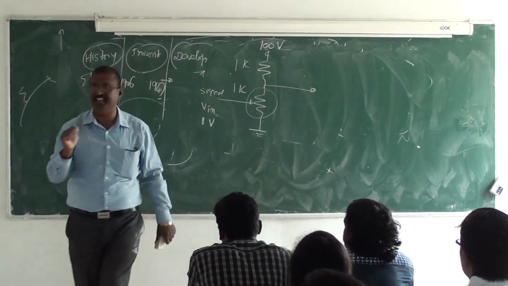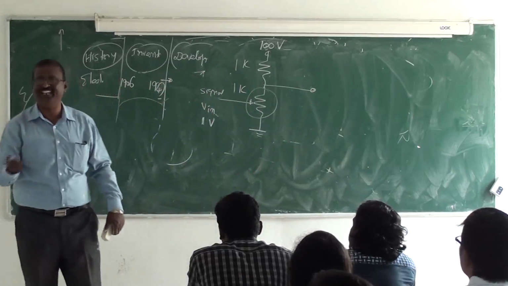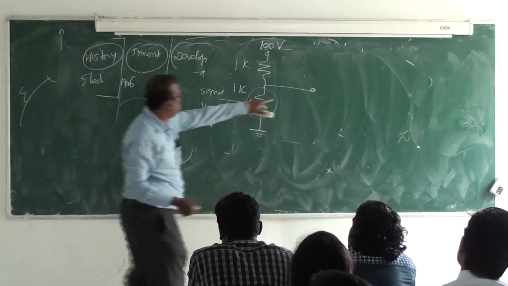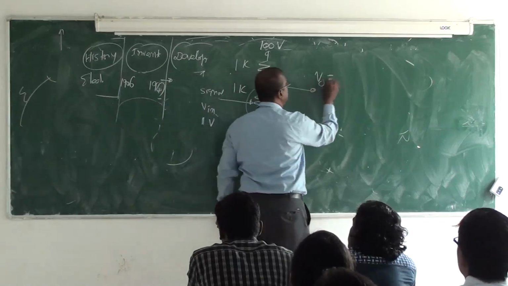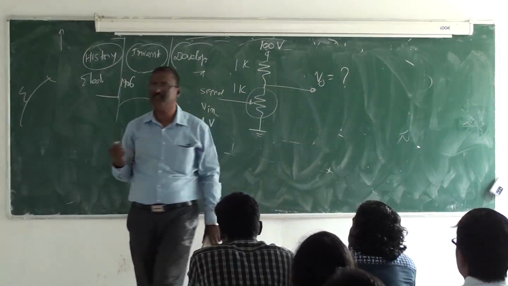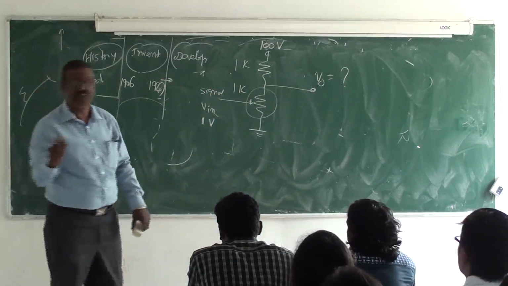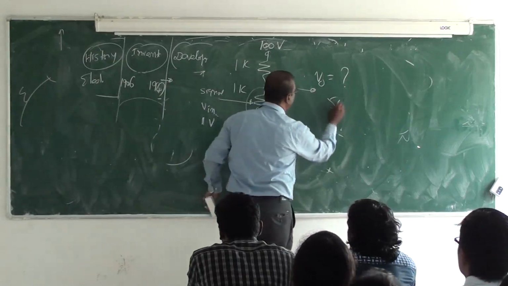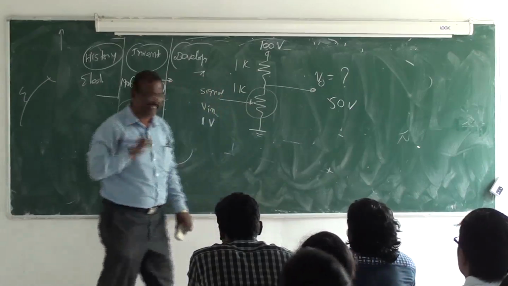That's why I said V is equal to IR is very, very important. Without that, I cannot discuss even the next term. Now, what is the voltage here? V naught. V naught is how much? 50 volts, because it gets divided. I get 50 volts. Now, let us see here.